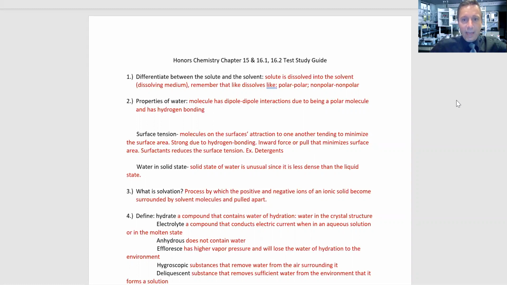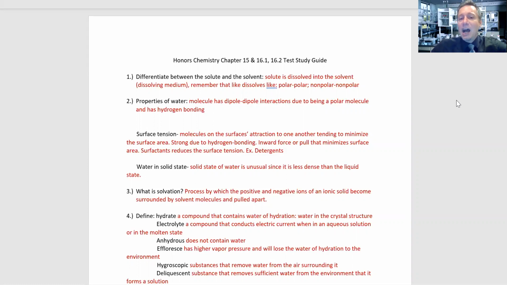And also remember that like dissolves like. So you're saying a polar substance will dissolve a polar substance, a nonpolar, a nonpolar. So that's real important right there. Number one is differentiating solute and solvent. Number two is the properties of water.